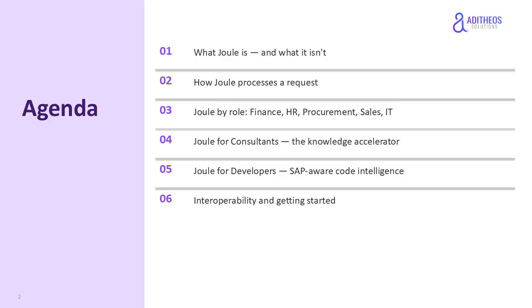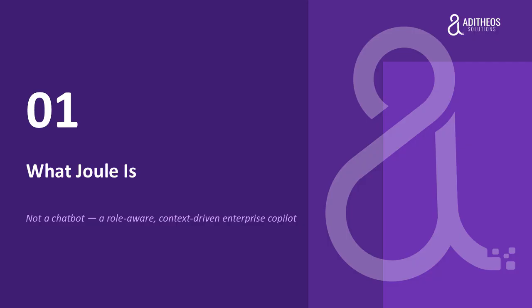Six areas in this episode: what Joule is and what it isn't; how Joule processes a request, the 7-step pipeline that runs invisibly behind every interaction; Joule by role: finance, HR, procurement, sales, and IT; Joule for consultants: the knowledge accelerator; Joule for developers: SAP-aware code intelligence; and how Joule connects beyond SAP and how you activate it. Let's start with the most important clarification.